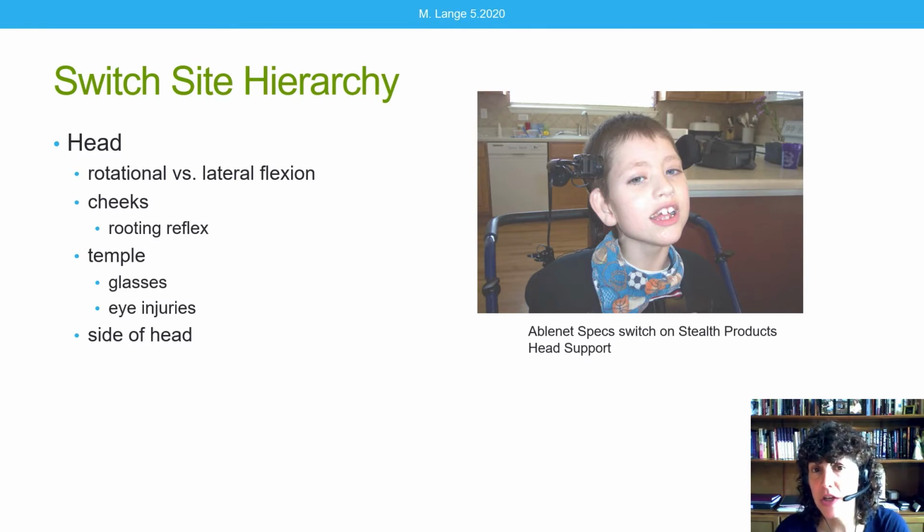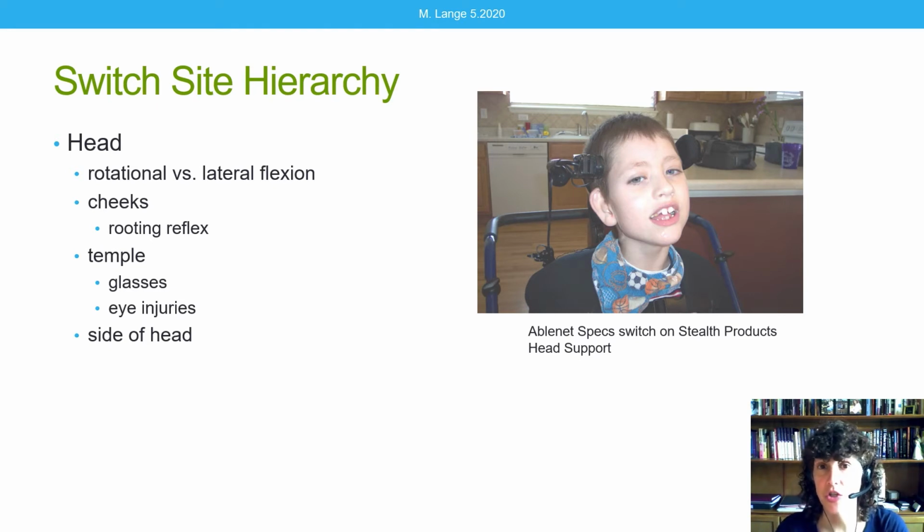So we can place a switch by the side of the head, and depending on that individual, that client may either use a rotational movement towards that switch or a lateral flexion movement towards the switch. For many clients, rotation is easier. The challenge is if I rotate my head to hit a switch, there's a good chance I'm taking my eyes off the prize. I'm not looking at my communication device anymore, or my tablet display, or where I'm driving. So if possible, I will encourage my clients to develop more of this lateral flexion sort of movement.